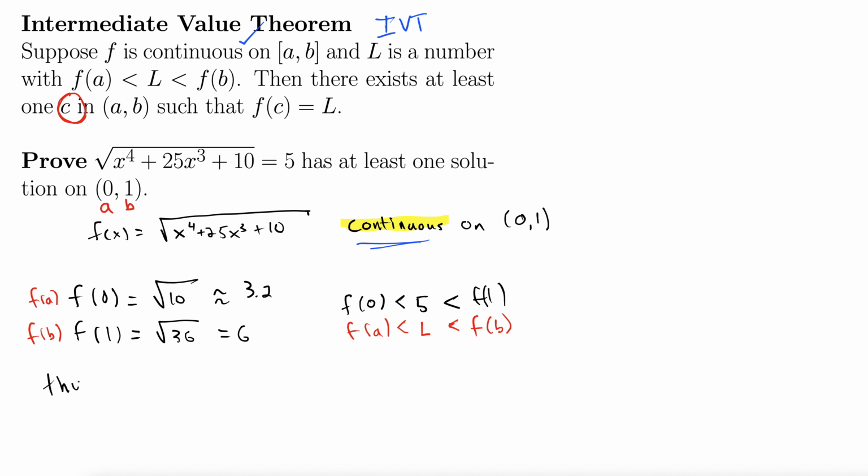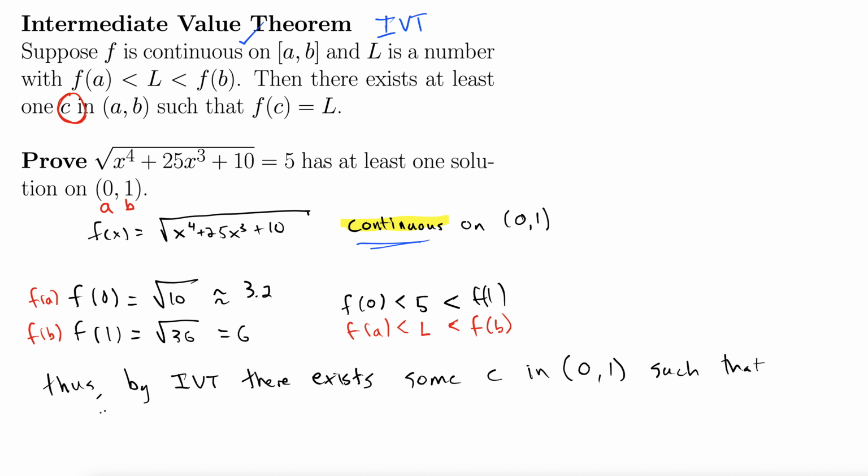So thus, by the IVT, I'll just mention it here as part of the proof, there exists, or you can use the backwards E, which is much cooler, but I'll write it out in words here, some c in the interval 0 to 1 such that f of c equals 5. What does that mean? Well, that means that there's some number that when we plug it in here to all these x's and evaluate the square root, we get 5.